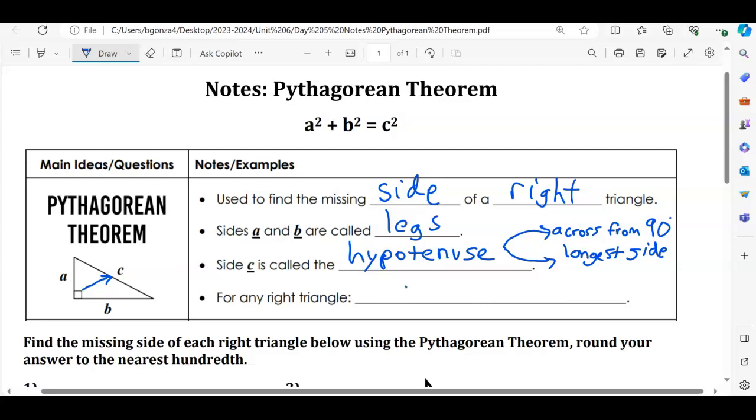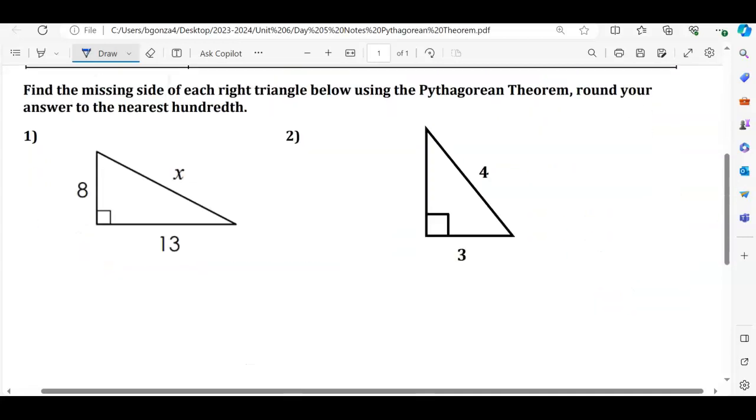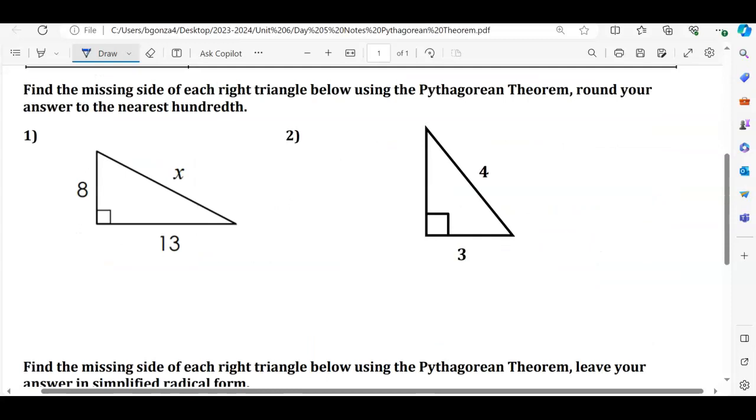All right, so for any right triangle, it is a squared plus b squared equals c squared. That is the Pythagorean theorem. Get that down, and we'll try 4 examples together. If you've learned this before, the only thing that might be a little different is how you write your answer. So I'm going to show you the 2 ways right now. Ready? Number 1. It says find the missing side of a right triangle. That's Pythagorean theorem. It even says to use the Pythagorean theorem. But how do we give our answer? It says to round your answer to the nearest hundredth.